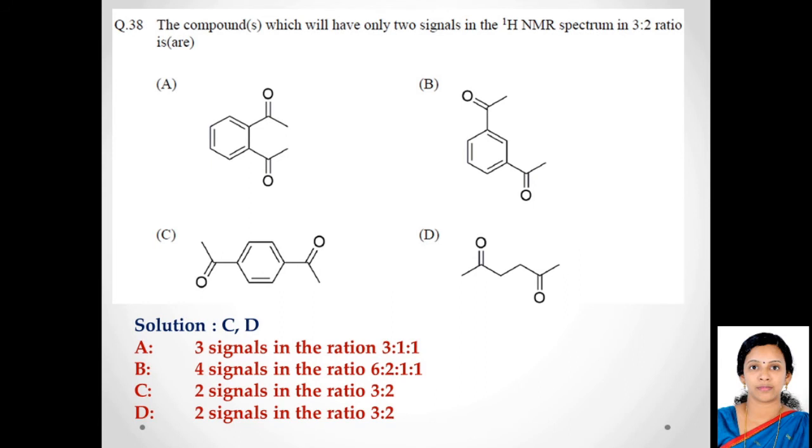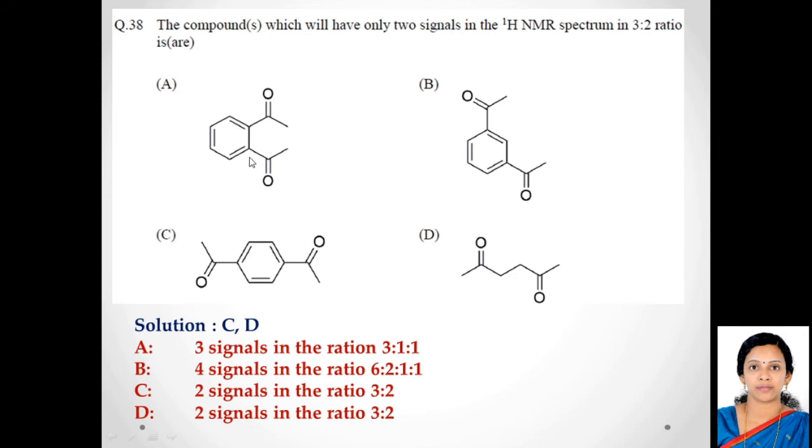The compounds which have only two signals in the proton NMR spectrum in a 3:2 ratio are... So four compounds, again four organic compounds, and we have to find their NMR spectrums. Which of these compounds will give an NMR spectrum with only two signals, and those two signals have to be in a 3:2 ratio? So first we will find those compounds which give two signals.